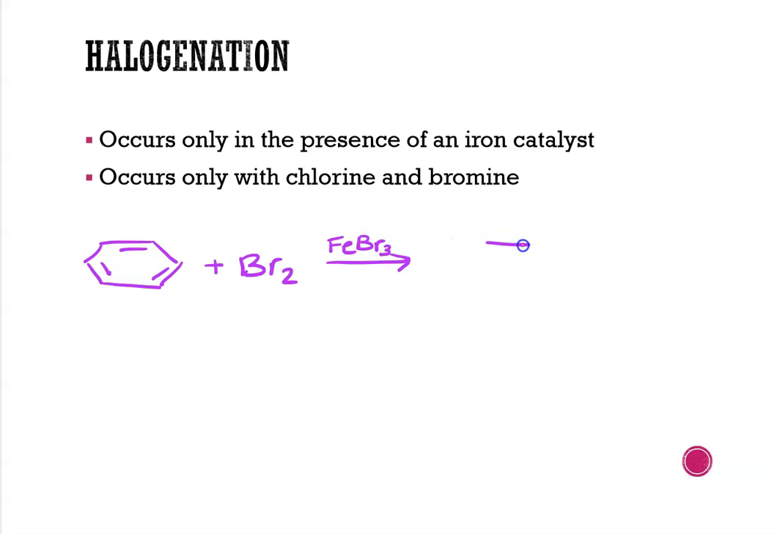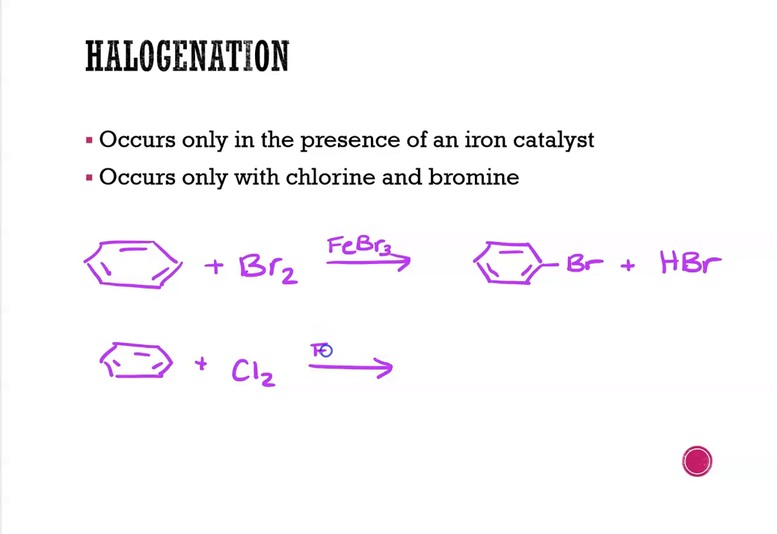All right, and so then what we end up with here is a benzene still, and then one of the hydrogens is replaced with a bromine, and then I produce hydrogen bromide. And then the same thing happens with chlorine. And we add to it some of this, and then we'll use an iron 3 chloride this time. And then we get our benzene substituted with chlorine, and then we make some hydrochloric acid or some hydrogen chloride.